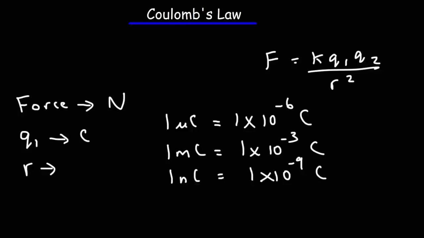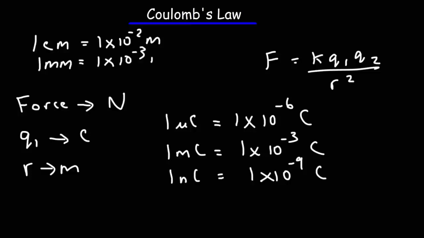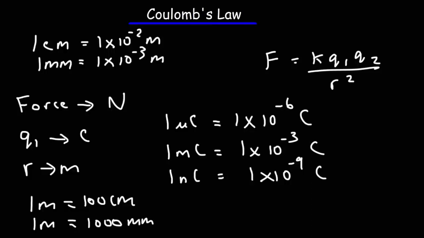Now R, the distance between the charges, needs to be in meters. Sometimes you'll see values in centimeters or millimeters. So remember, 1 centimeter is 1 times 10 to the minus 2 meters. And 1 millimeter is 1 times 10 to the minus 3 meters. You could also see it this way. 1 meter is equivalent to 100 centimeters, and 1 meter is equivalent to 1,000 millimeters. So those are some other things that you want to know when dealing with problems associated with Coulomb's law.